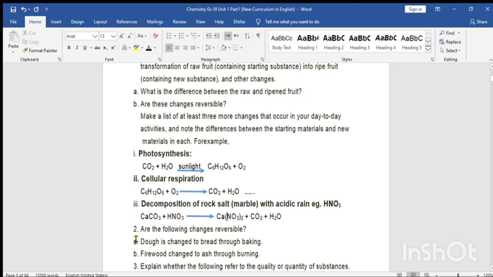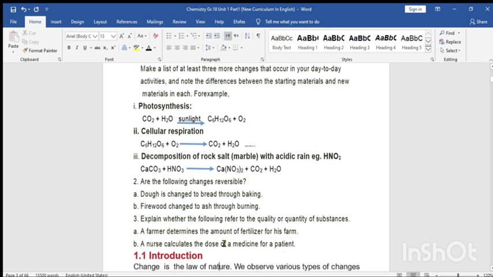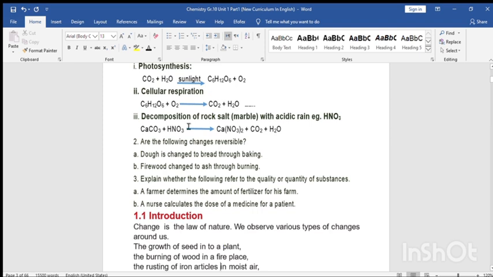Question number 2. Are the following changes reversible? For example, the dough which is changed to bread through the baking process. The contents of dough will be converted to other new contents and form bread. Therefore, the bread cannot be reversed into dough after it is baked.